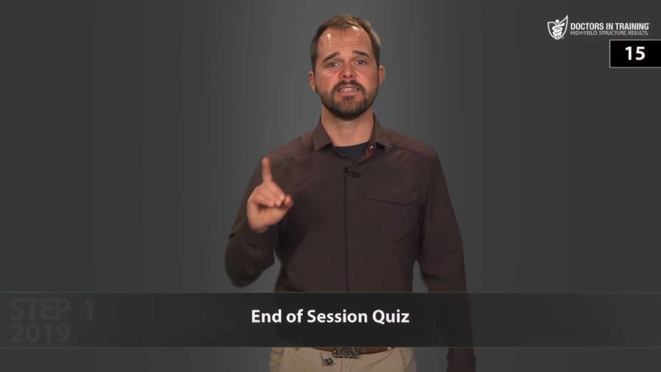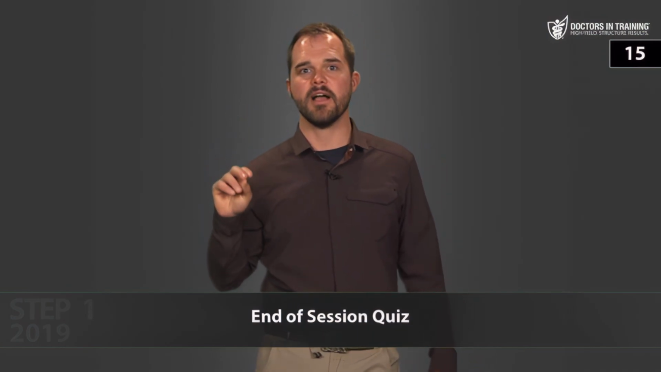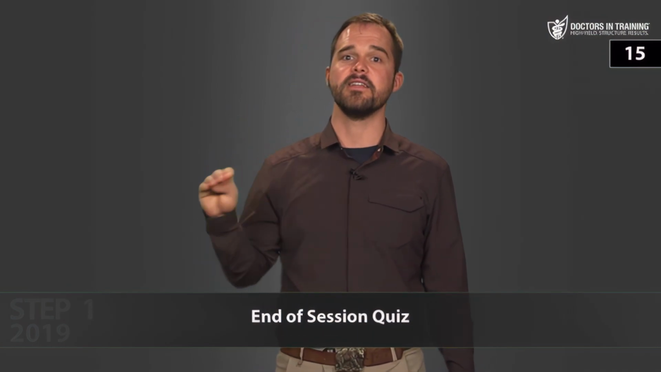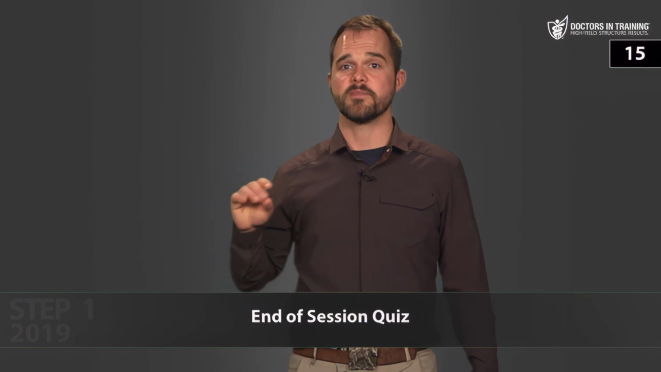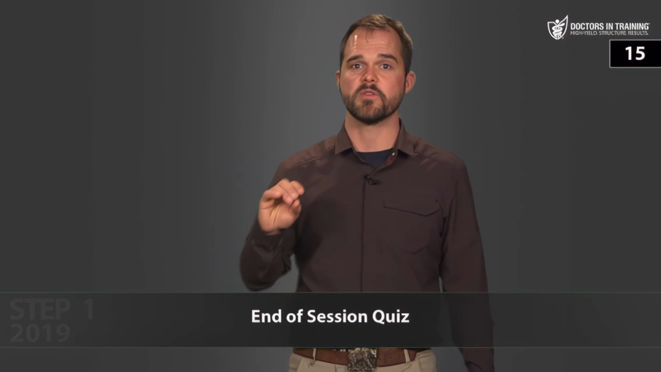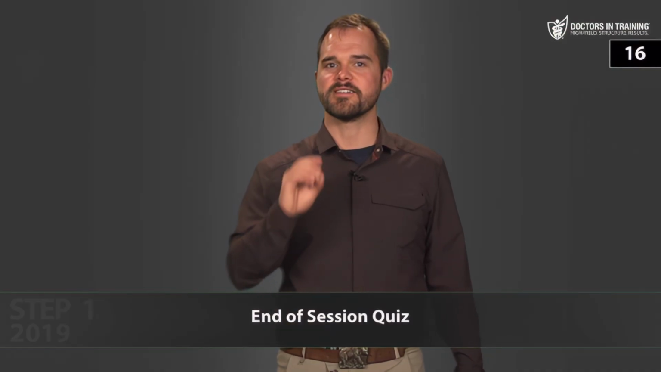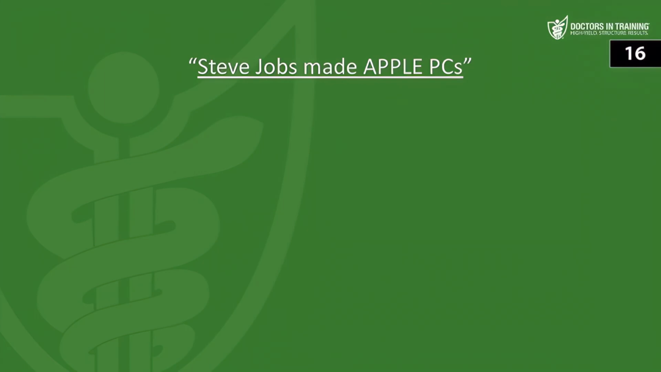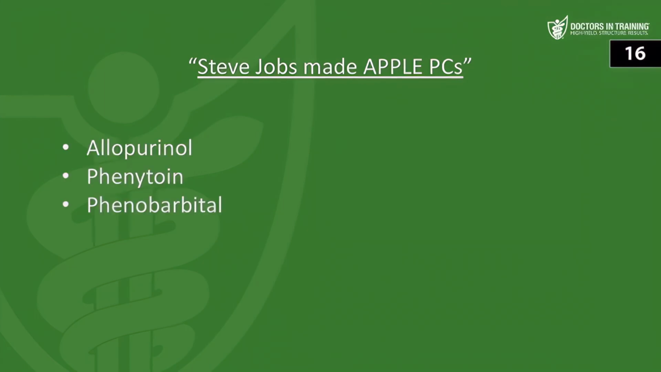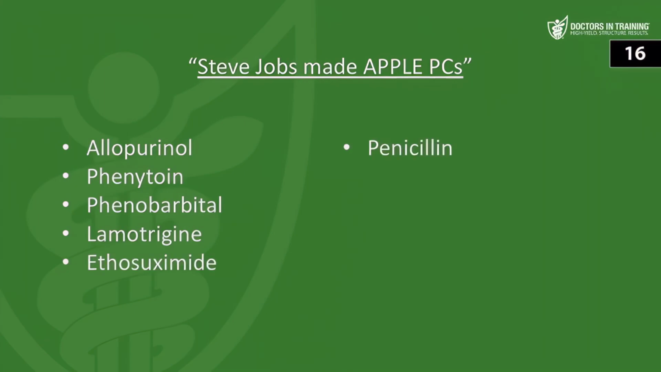Next question. A 10-year-old child spaces out in class, stops talking mid-sentence, and then continues as if nothing happened. During the spells, there's a slight quivering of the lips. What is your diagnosis? It's an absence seizure. What drugs are known for causing Stevens-Johnson syndrome? That's Steve Jobs made Apple PCs: allopurinol, phenytoin, phenobarbital, lamotrigine, ethosuximide, penicillin, carbamazepine, and sulfonamides.